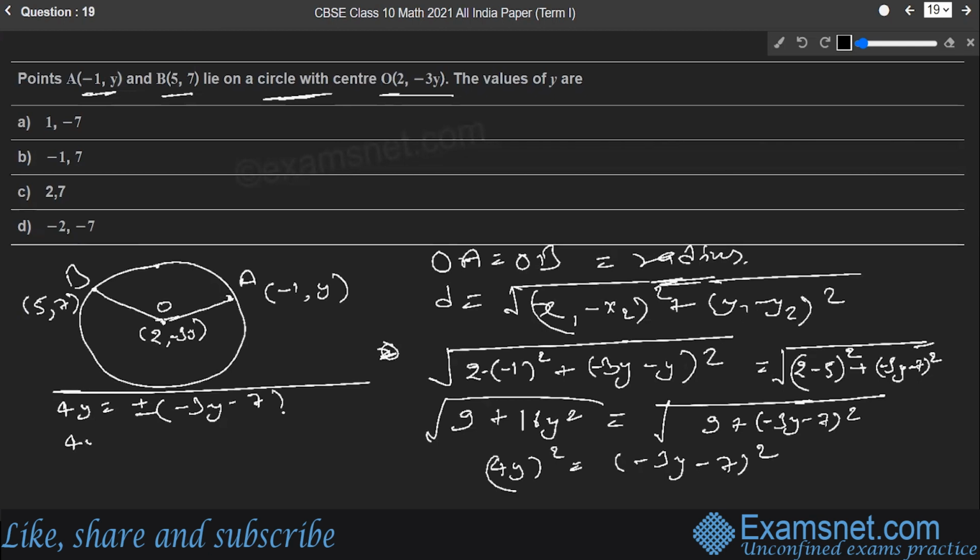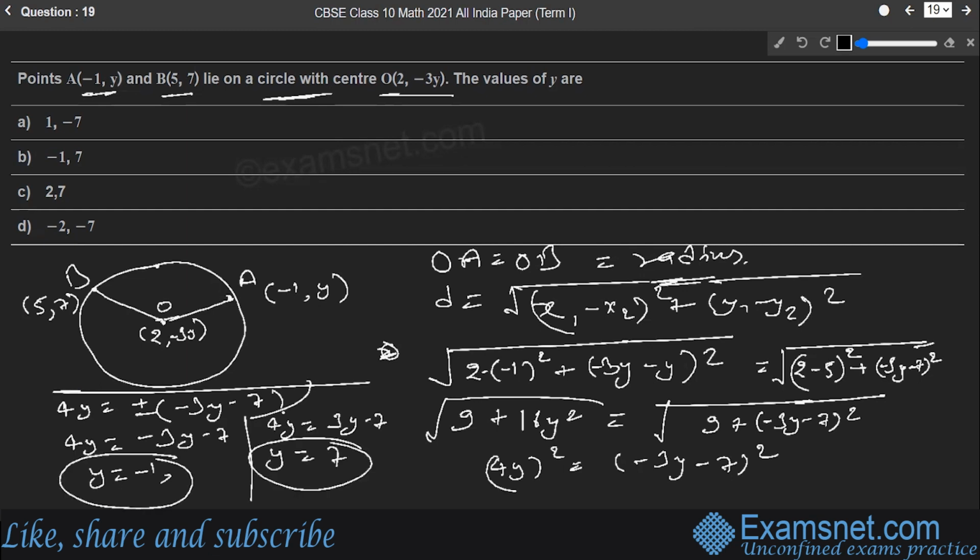If 4y is equal to -3y minus 7, then the y value comes out to be minus 1. And if 4y is equal to 3y plus 7, then y can hold the value 7. So there are two values of y: one is minus 1 and another is 7. So it matches with option B, where the values are minus 1 and 7 only.